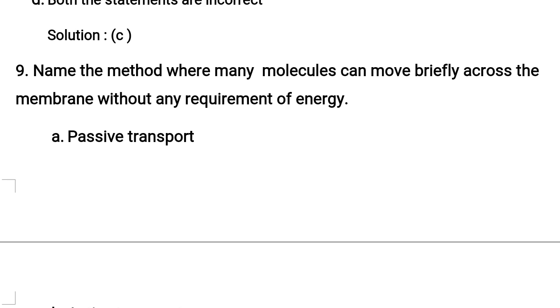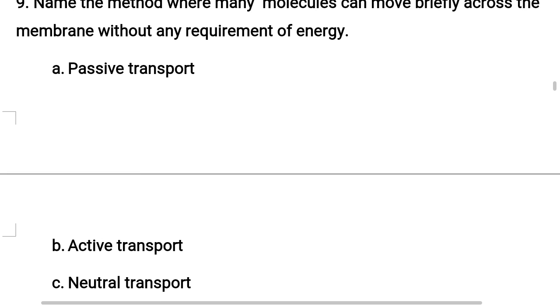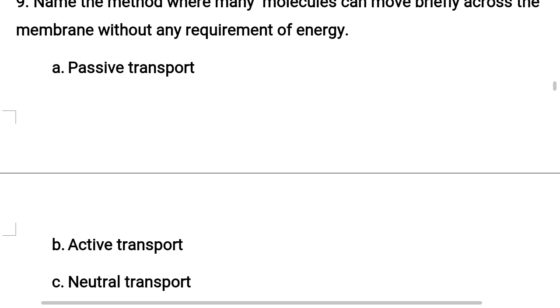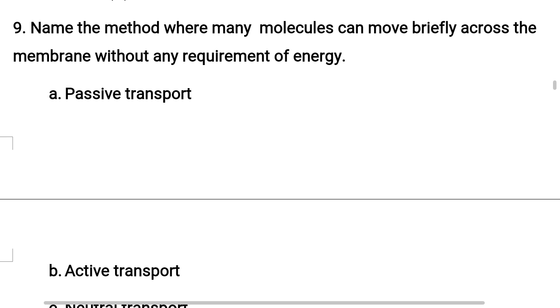Many molecules and minerals are moving very freely across the plasma membrane without any requirement of energy, from high concentration level to low concentration level, by a method of transportation called passive transport. Understand? So here energy is not required for the molecules to flow from one concentration gradient to another, where the molecules are freely flowing. Understand? That is called passive transport.